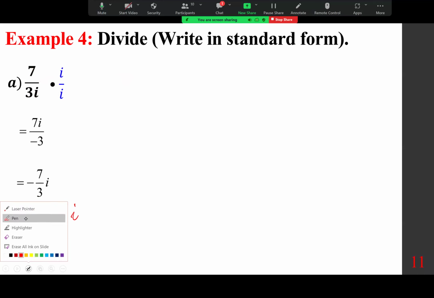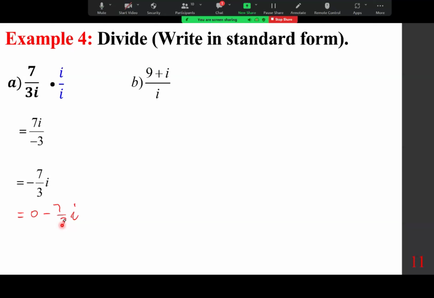The reason it's important to understand this: if somebody says what is a, or the real part, what is b, or the imaginary part, negative 7/3. So when the denominator is just i or multiples of i, multiplying by i over i will do the job.